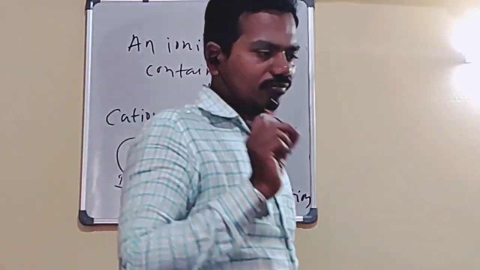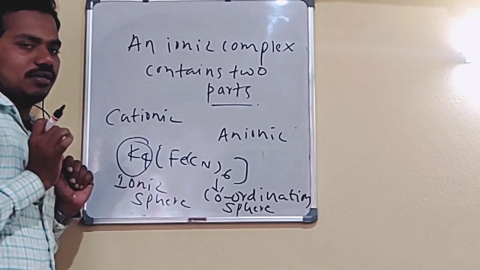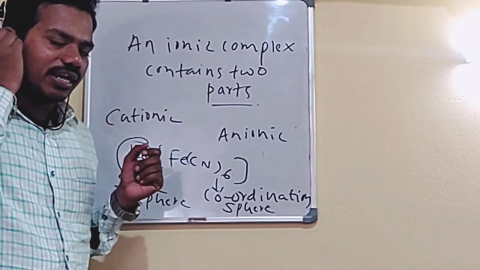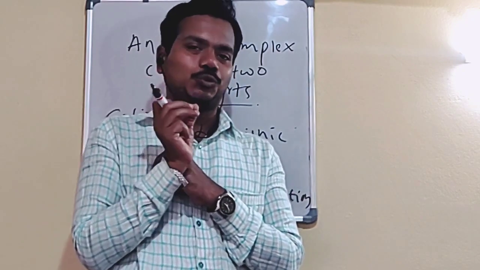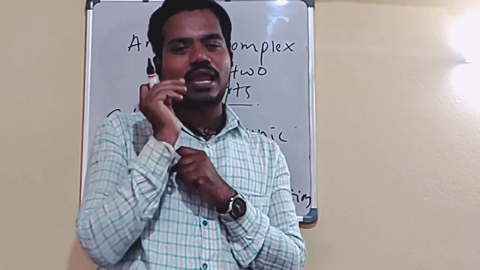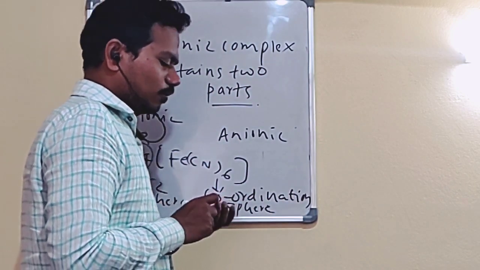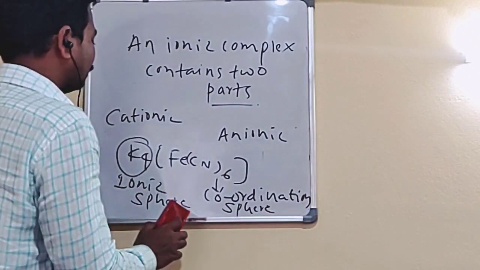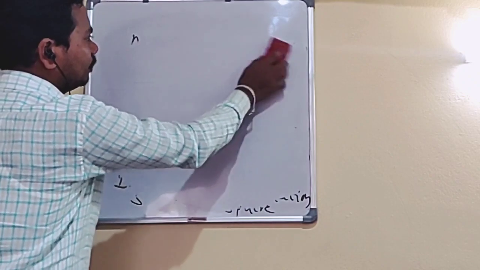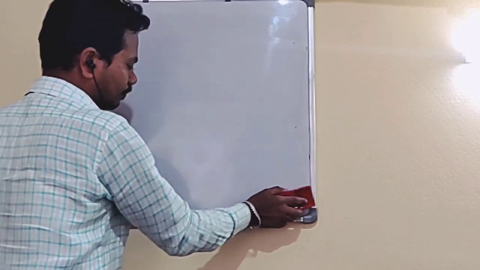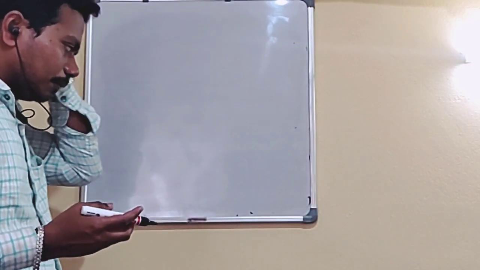So for naming coordination compounds, first we have to write the cationic part. Next we have to write the anionic part, and there is a small gap between these two. Clear? This is the third rule. Next, the fourth one.